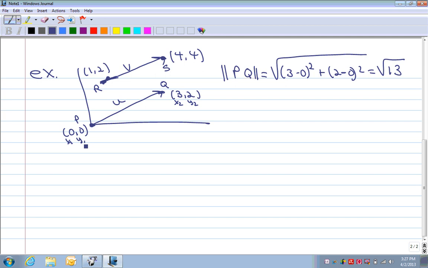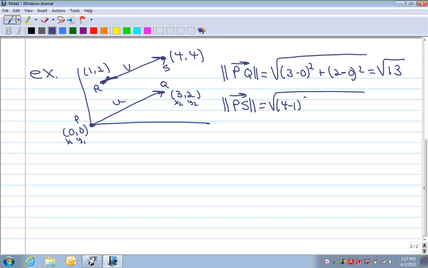If we find the magnitude of the other vector, which would be our RS, let me put a little vector above these, sorry, then we will also have substitution into our distance formula.